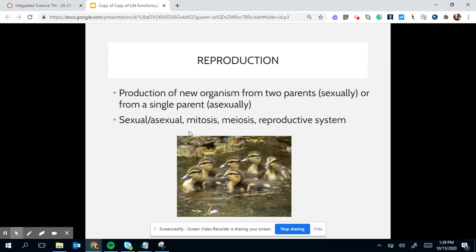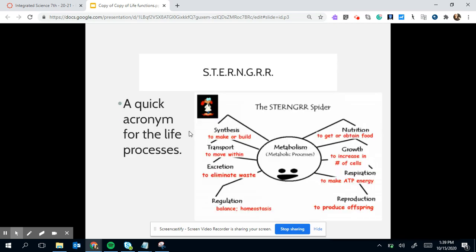Living things also reproduce, meaning that they make more of themselves. This can happen sexually through 2 parents or asexually. You can remember these life processes with this acronym called STRNGR. This is a picture of a STRNGR spider, which reminds us of the different characteristics of life. Please feel free to pause the video and take a screenshot at this time.